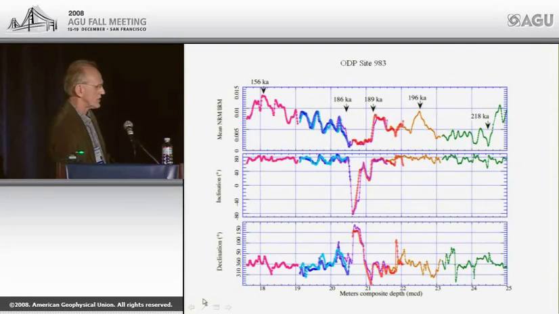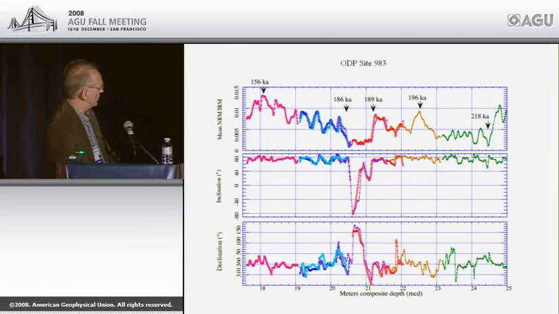What about the duration of excursions? Well, this is one example. I plotted on a depth scale here, but it's based on the oxygen isotope age model, and it shows declination, inclination, and the paleointensity proxy, that the directional change associated with this excursion, which is the Iceland Basin excursion at about 180,000 years, represents about 3,000 years for the directional change, according to the oxygen isotope age model. And these different records here are from different holes at the same site.